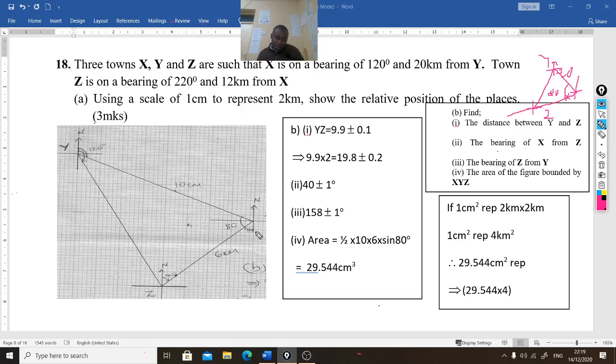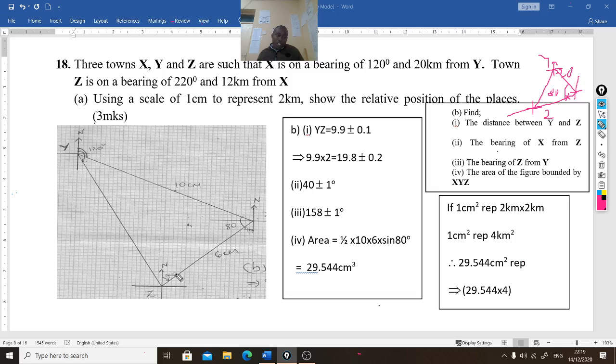That means you should have read the anti-clockwise way to get your 40 degrees. Then after getting 40 degrees, you join, and then you measure 6 centimeters, because this 12 kilometers divided by 2, you get 6 centimeters. You measure 6 centimeters here. Then wherever the 6 centimeters you get, you draw nothing.